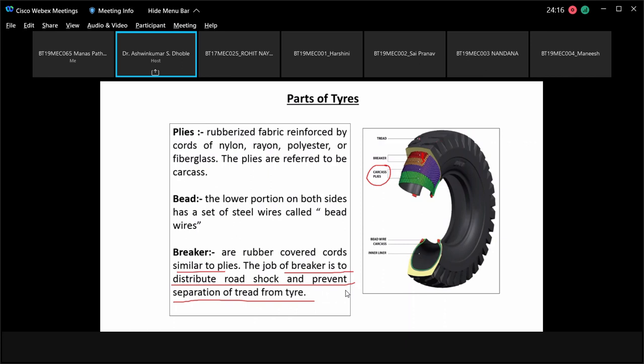So if you distribute the shock evenly, the impact on the tread, which is pasted on these particular breakers, will not allow the tread to come out.